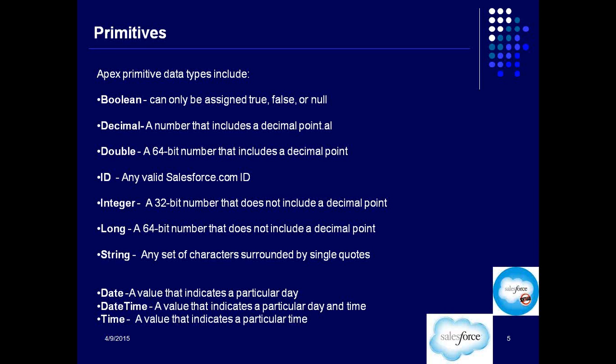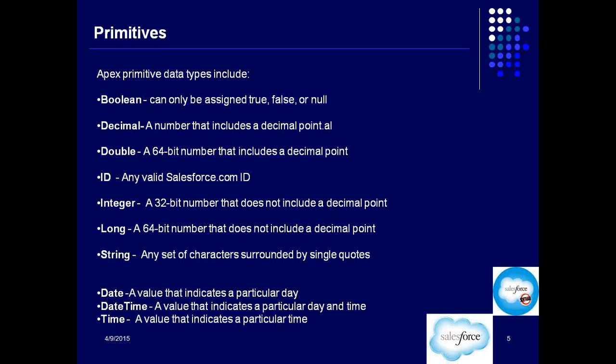So these are the simple data types, and you must be familiar with some of them because we have used similar data types in the fields while creating fields. But in fields we have a lot more options. In primitives you just have a few options. For fields I had phone, I had email and all that stuff, but we don't have those things here. We just have these primitive data types: boolean, decimal, double, ID, integer, long, string, date, date time, time.